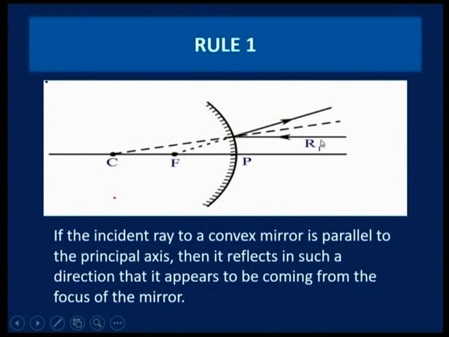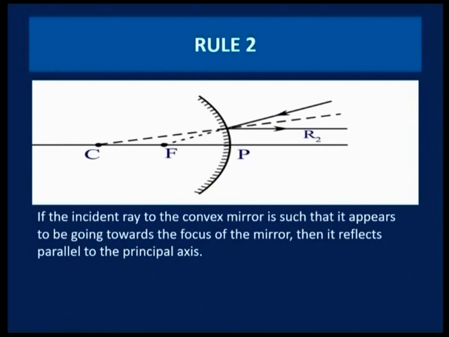So, if the incident ray is parallel to the principal axis, after reflection it gets reflected in such a direction that it appears to be coming from the focus of the mirror. If the incident ray to a convex mirror is parallel to the principal axis, then it reflects in such a direction that it appears to be coming from the focus of the mirror.